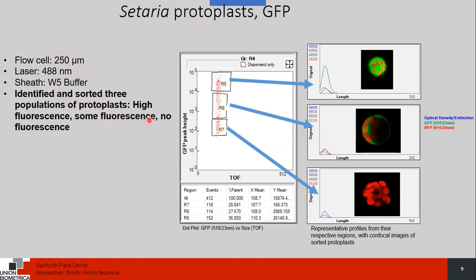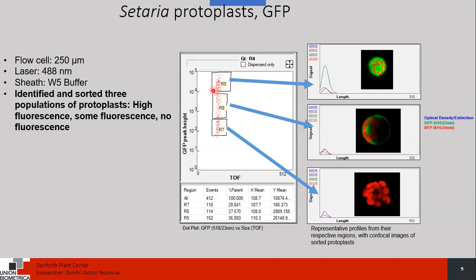And what we see when we run those protoplasts through is a fairly uniform time of flight. Everything is falling within this size range. Time of flight is on this axis, and then this is the log scale for green fluorescent protein. These protoplasts have been transformed with a plasmid that expresses GFP off of some promoter that wasn't shared with us. So it's expressing GFP off of some promoter. And we see that there's kind of just a distribution from high down to low levels of GFP.